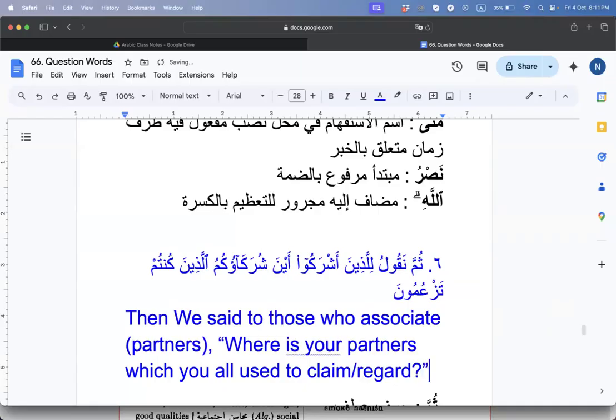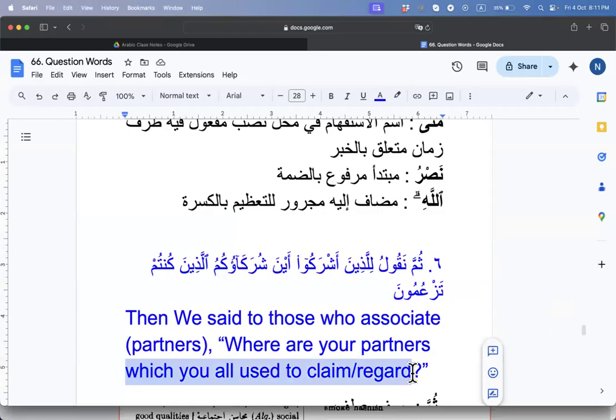So now, where are your partners? What is this, which you all used to claim, regard? How is it connected to the partners? Is it describing the syuraka? I'm not sure about this one. Sister Vinita, any idea?